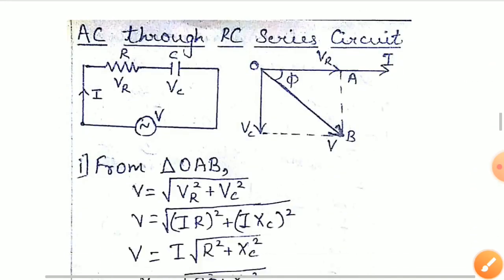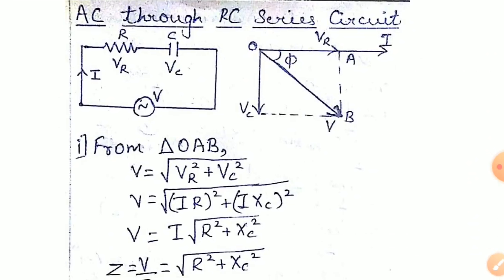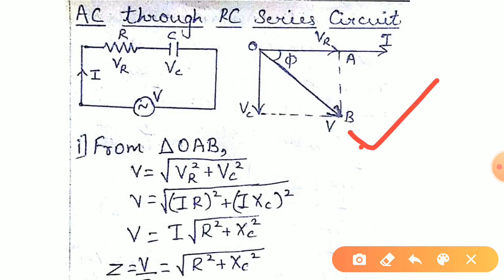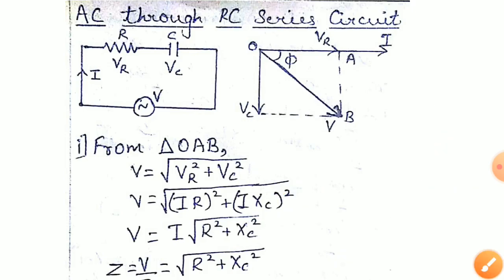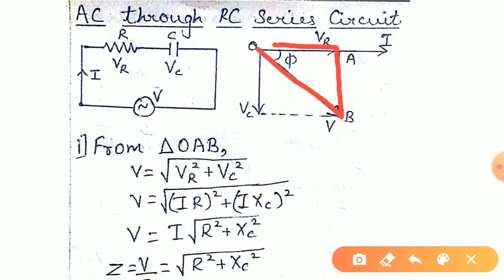Similarly, if we talk about the AC circuit through an RC series circuit, we already discussed the phasor diagram. If we need to find out the impedance value in the circuit, then Z is equal to V by I. How can we evaluate V by I? We are going to take the help of the right angle triangle that we have here.